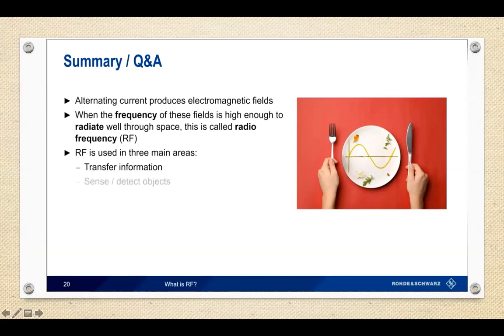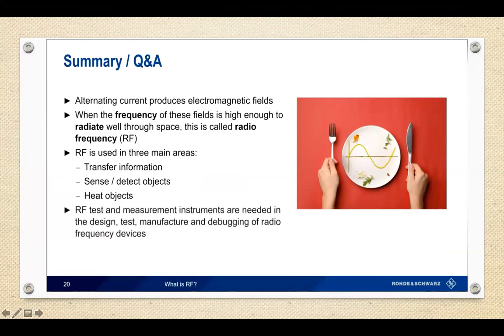RF is also commonly used to sense and detect objects. Examples of this are things like radar and airport body scanners. And almost everyone has firsthand experience using RF to heat objects in a microwave oven. Because human beings can't directly sense or measure RF under normal circumstances, RF test and measurement instruments are needed in the design, test, manufacture, and debugging of radio frequency devices.